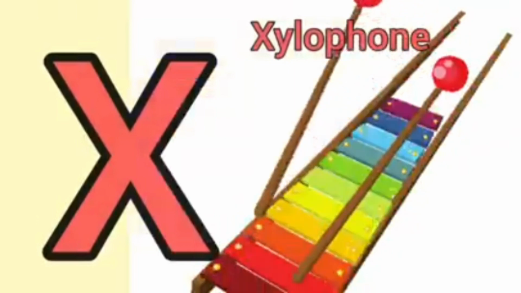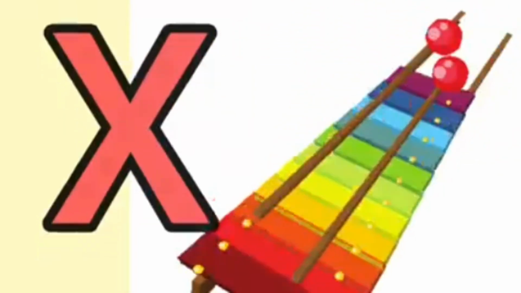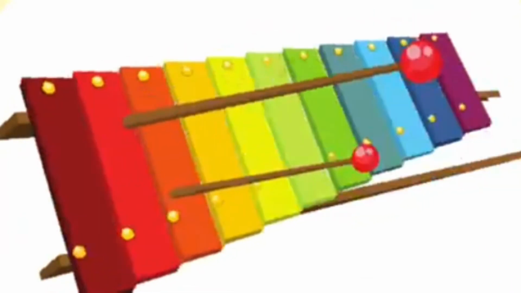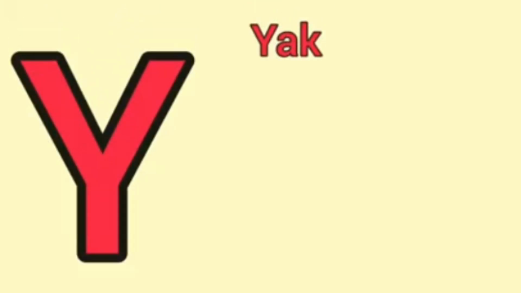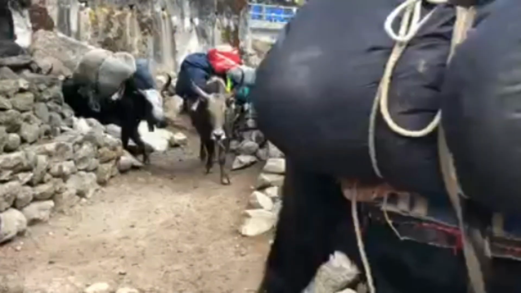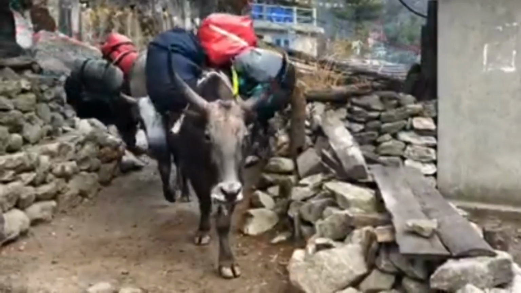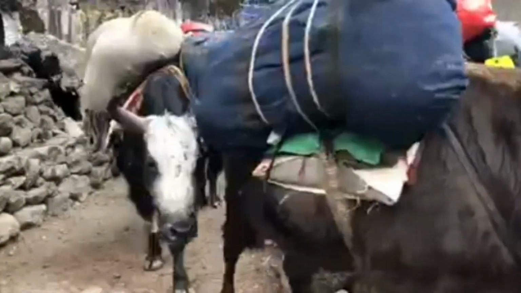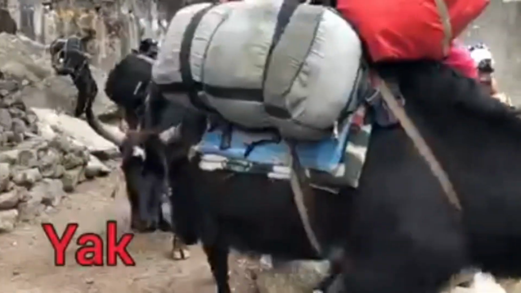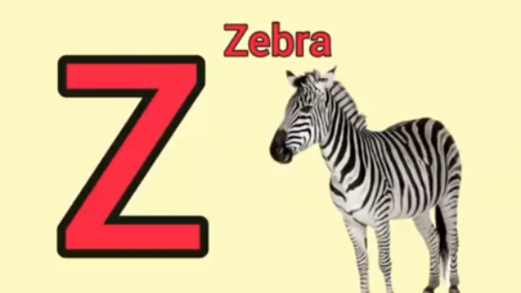X for xylophone. Xylophone. Y for yak. Yak. Z for zebra.